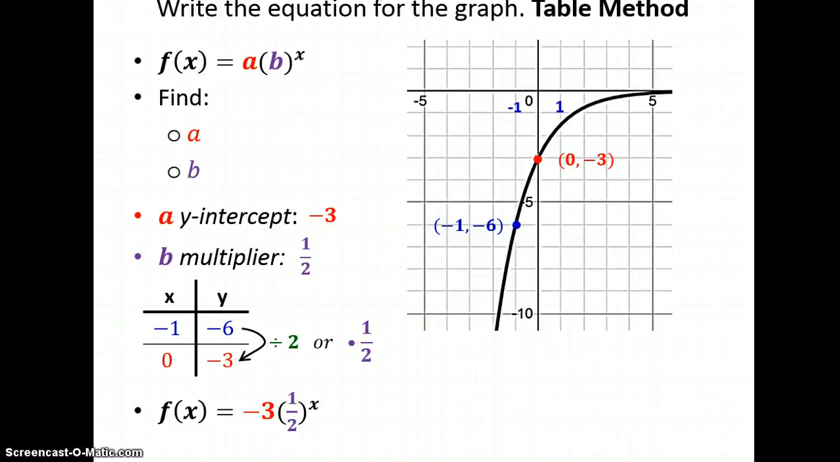I want to take a moment to acknowledge that some people like to use a similar method, which is called a plug-in method. In the plug-in method, they will take the point that's at -1, -6, and plug in the x value, which is -1, and the y value, which is -6, for f of x, and then plug in the value that they found for a, which is -3, and use that to solve for b. You can totally use that method, and that's a great method, especially for pre-calculus people. But it's important to note that when your x is negative, you're going to have a negative exponent, and remember that negative exponents give you reciprocals.